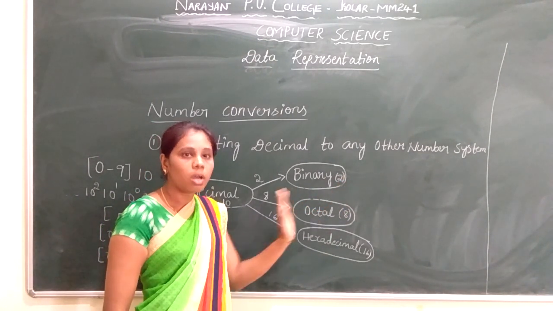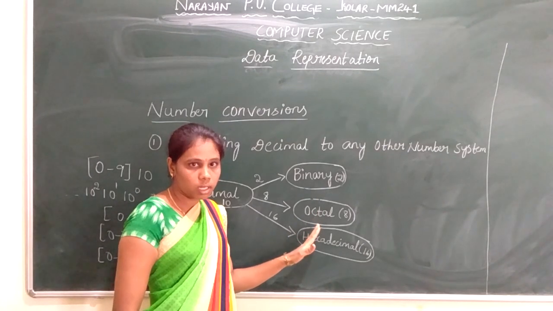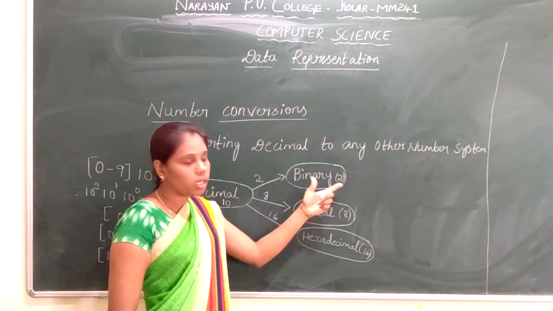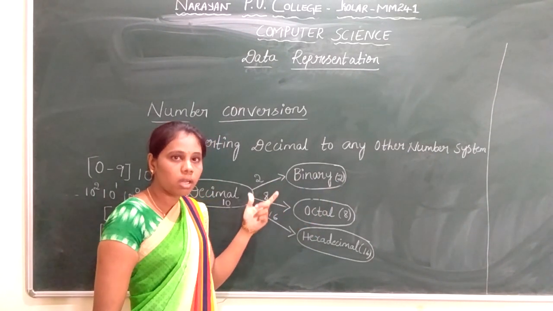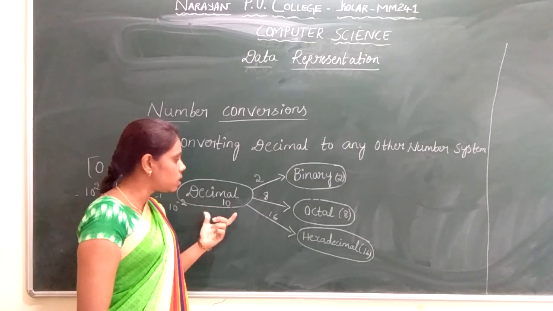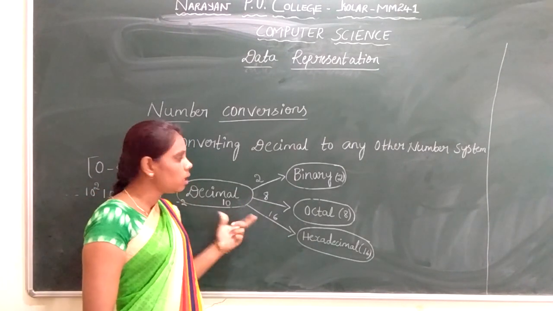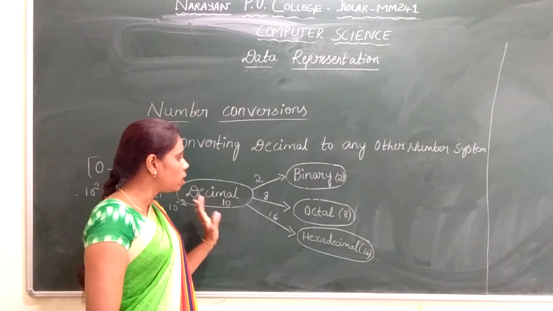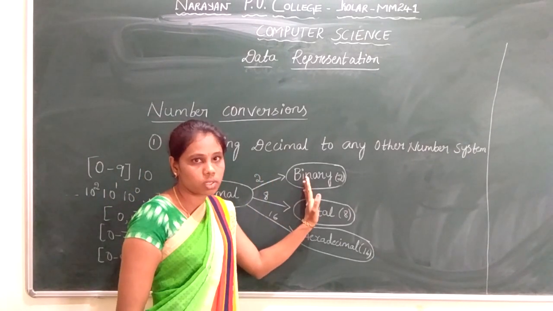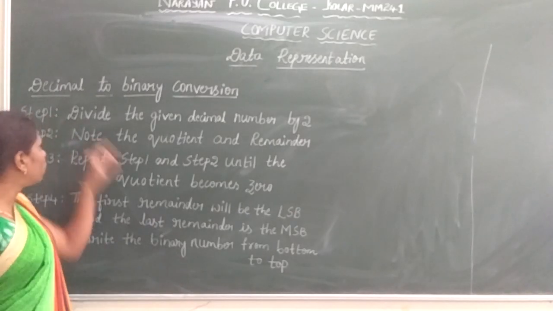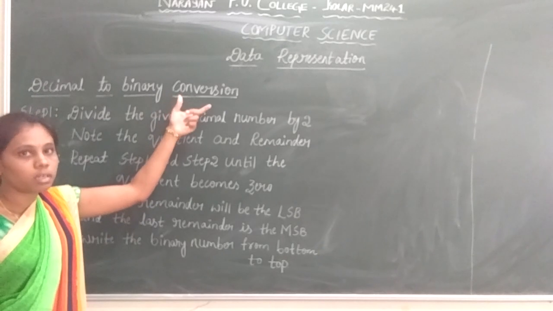Destination value is nothing but to which number system we are converting. From that number system only we need to divide the given decimal numbers. Now we'll see each and every conversion in detail. First we'll see about decimal to binary conversion.